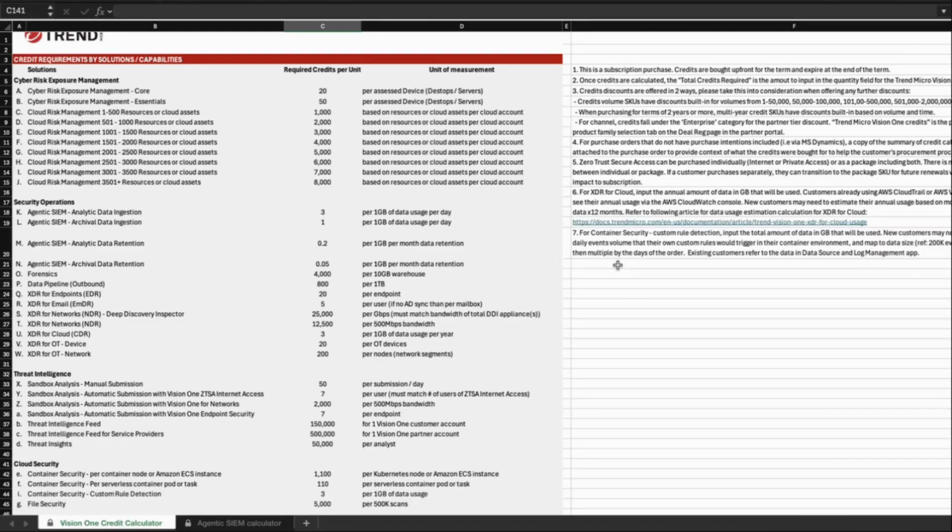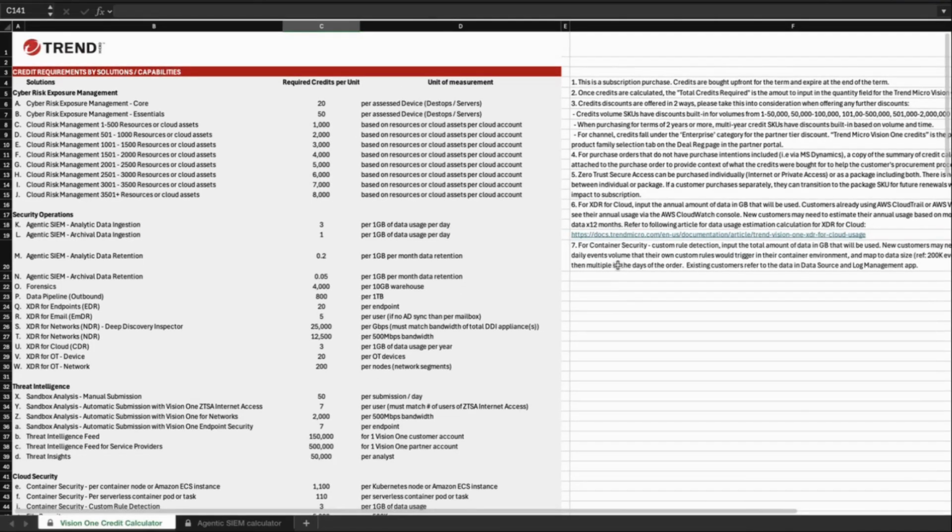This credit calculator is available in your partner portal. It is accessible to you. If you cannot find it, if you need help, you can go to your channel account manager. If you don't know who that is, you can email perfectpartner@trendmicro.com. That team is more than happy to help. Just let them know. But you want to make sure you have access to this because it is a fantastic tool.